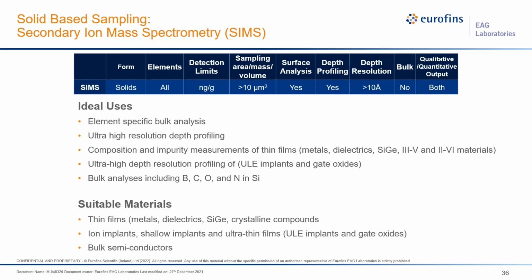SIMS has excellent detection limits, a very small sampling area, and excellent depth resolution capabilities. These are really what it excels at doing. It does provide bulk analysis as well. And it is excellent for composition and purity measurement of thin films and bulk analyses of elements such as carbon, oxygen, nitrogen, and silicon. Suitable materials for SIMS analysis include thin films, ion implants, shallow implants, ultra thin films, and bulk semiconductor material.